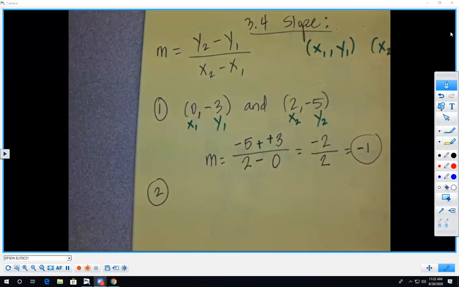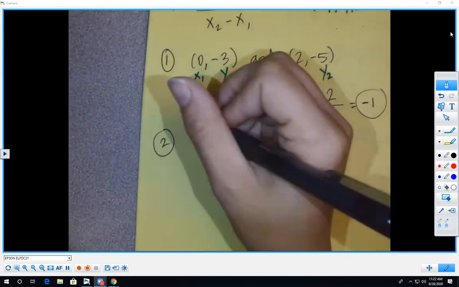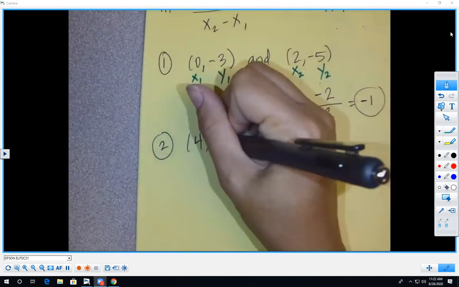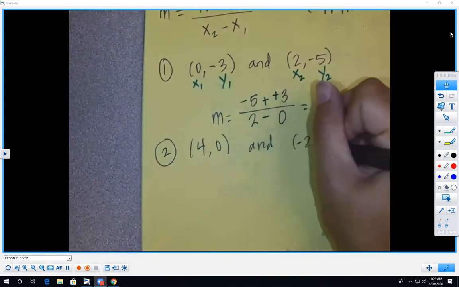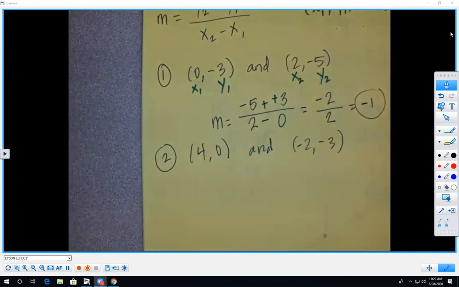Let's do another one. If I had 4, 0, and negative 2, negative 3. Try that one on your own.